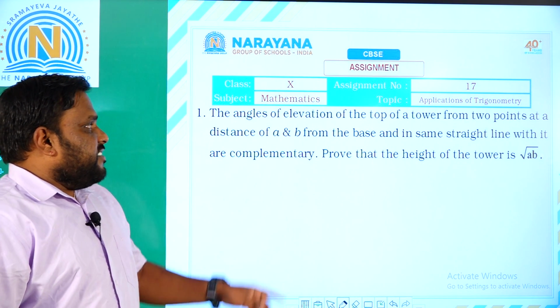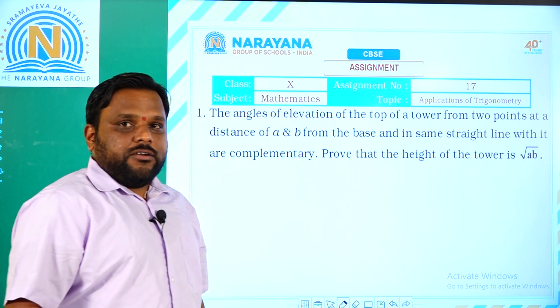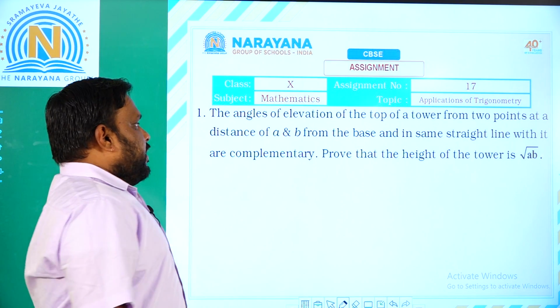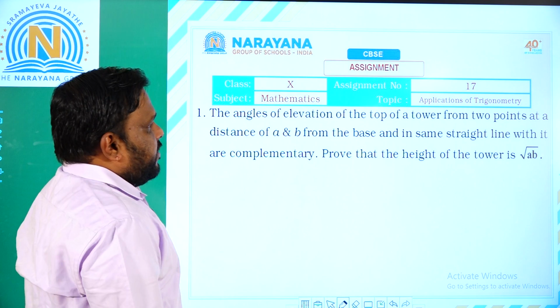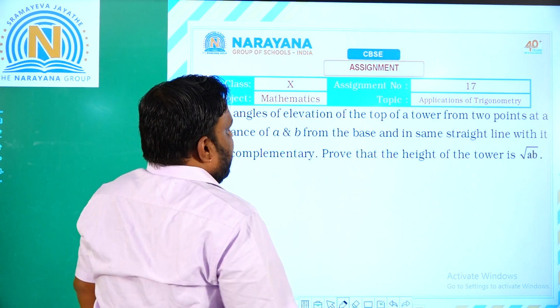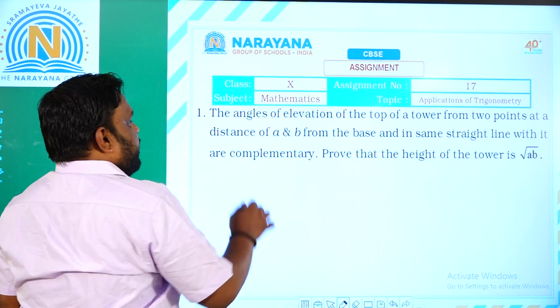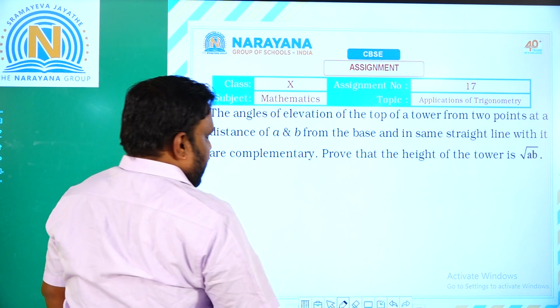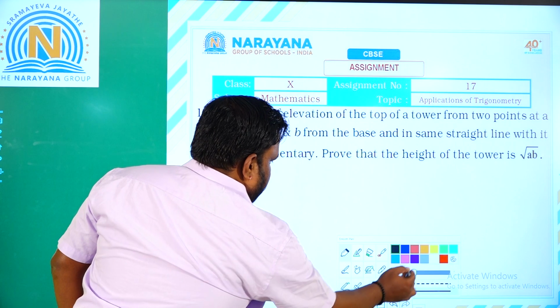Today we are going to discuss assignment number 17 based on applications of trigonometry. Let us start with the first question. The angles of elevation of the top of a tower from two points at a distance of A and B from the base and in the same straight line with it are complementary. Prove that the height of the tower is root AB units. So let us start with the solution for this one.